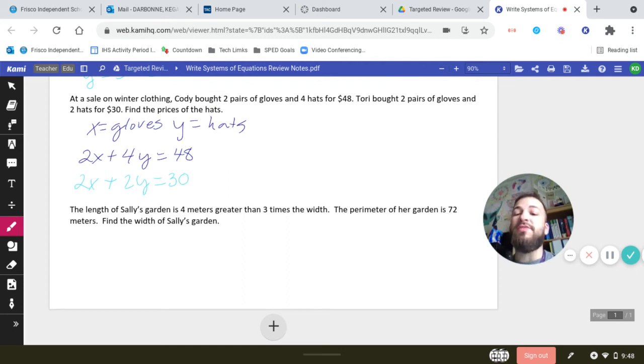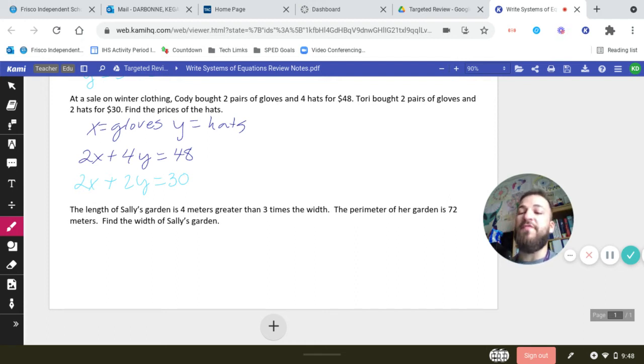The length of Sally's garden is 4 meters greater than 3 times the width. The perimeter of her garden is 72 meters. Find the width of Sally's garden. Okay, so this is one that we call a geometric situation, where it doesn't necessarily fit into our standard form or into our slope-intercept form. It's kind of a mixture of both.